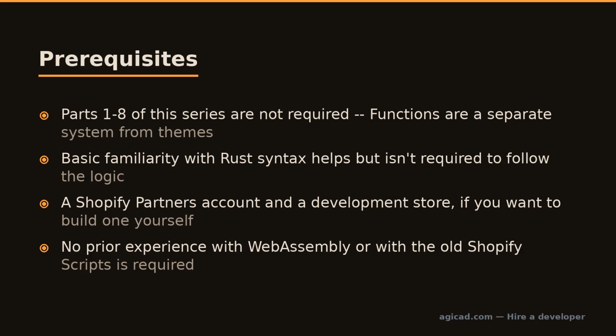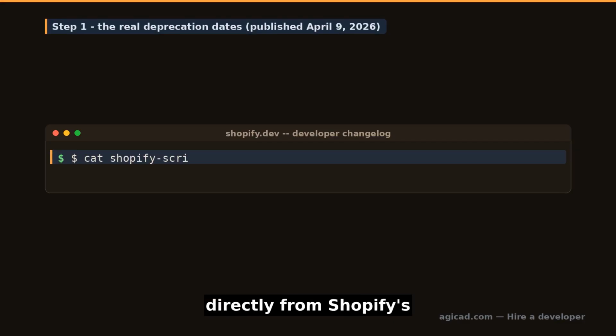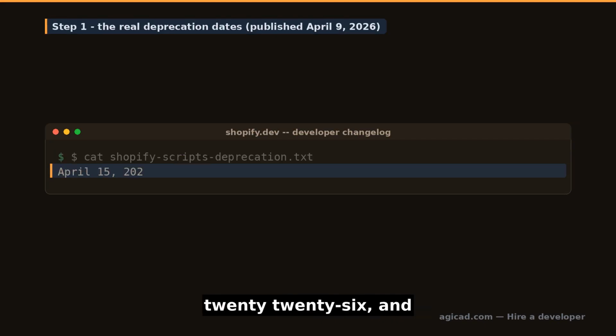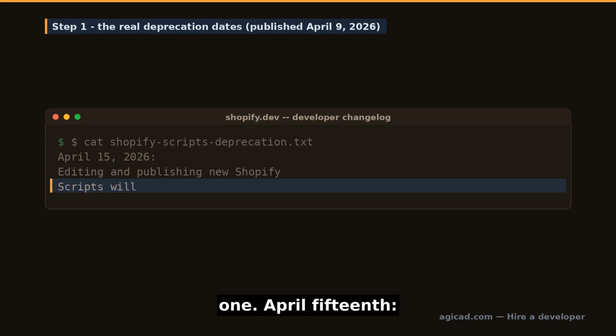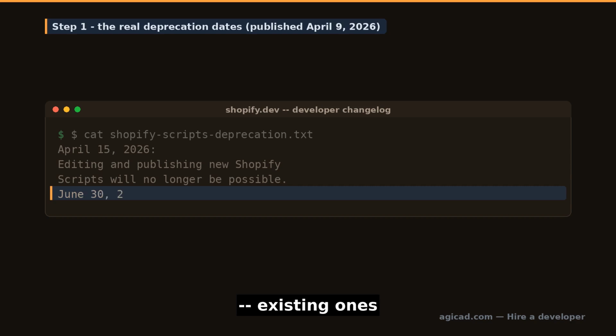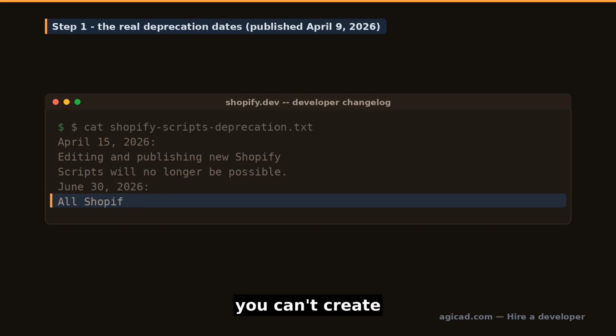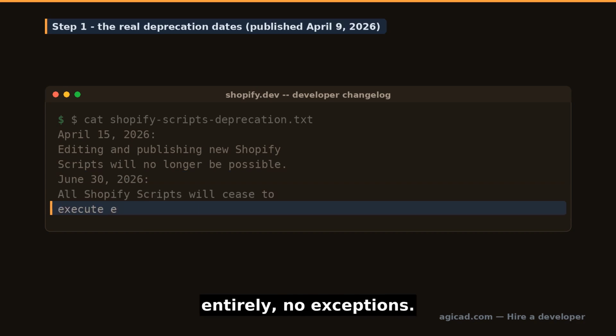These are the real dates, quoted directly from Shopify's own developer changelog, published April 9, 2026, and tagged under Functions, 2026-04. Two separate deadlines, not one. April 15: editing and publishing new Shopify Scripts stops being possible. Existing ones keep running, but you can't create more. June 30: all Shopify Scripts cease to execute entirely, no exceptions. That's the deadline behind this episode's opening line, and it's why every merchant still relying on scripts needed a Functions migration plan well before this summer.